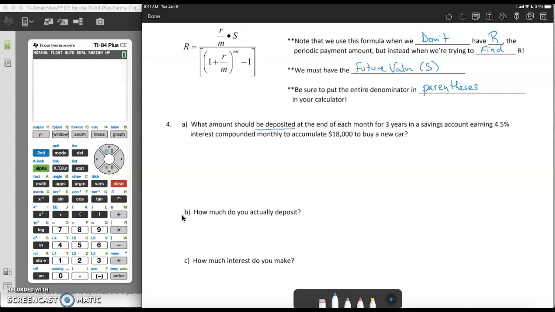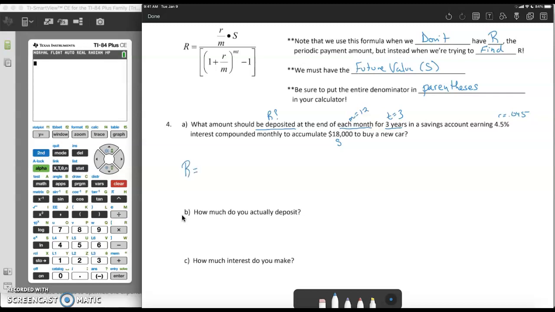Since we're looking for the amount to be deposited, we know we're looking for this big R. We know that we're going to do this at the end of each month, so our M is 12. For 3 years, T is 3. Our rate is 0.045. Compounded monthly is just reiterating that this is happening every month. And we are hoping to accumulate $18,000, so that's our big S. Again, if you want to, you can go grab that future value formula and solve it for R, but I just think it's easier to use a formula that's already solved for R.